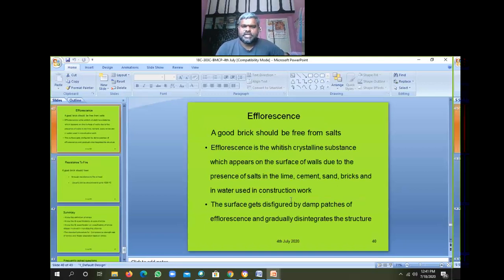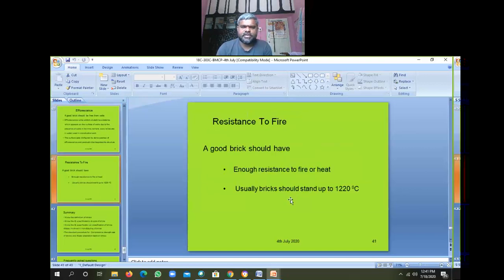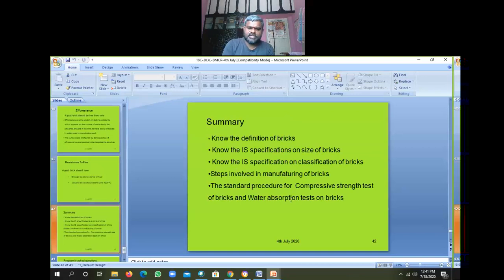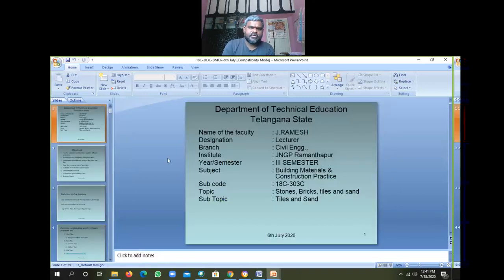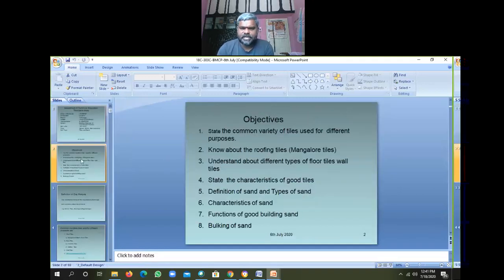Efflorescence means the whitish crystalline substance which appears on the surface of walls due to the presence of salts in the lime and cement, and resistance to fire. This is what we have seen in the bricks chapter. Next we have seen about sand.